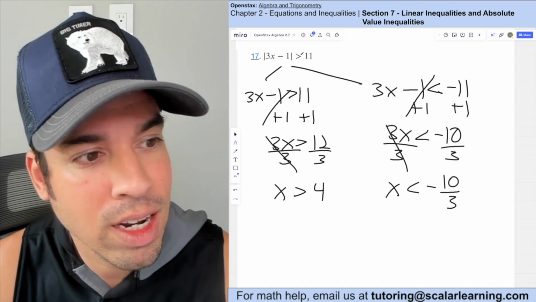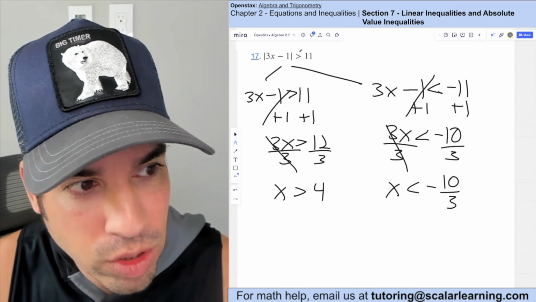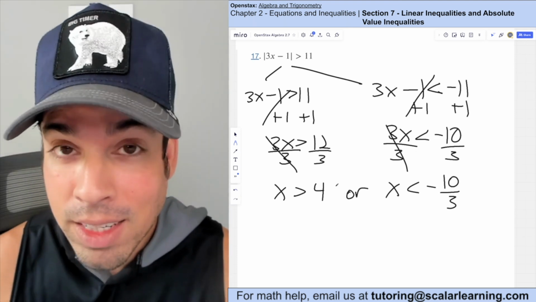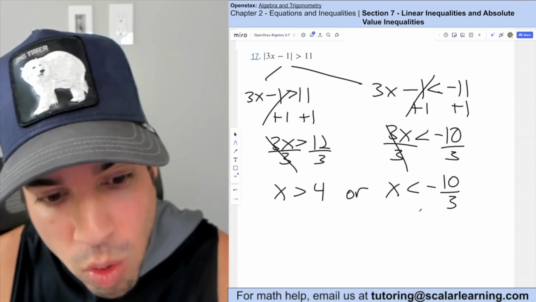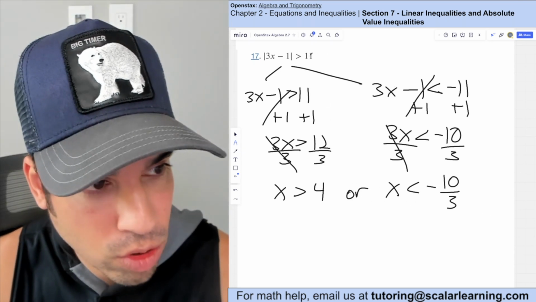The way to tell that is we look back to the original inequality, and if it starts as the absolute value is greater than 11, this is an "or" situation, meaning x can either be greater than 4 or less than negative 10 thirds, and in either case, it's going to satisfy this inequality.